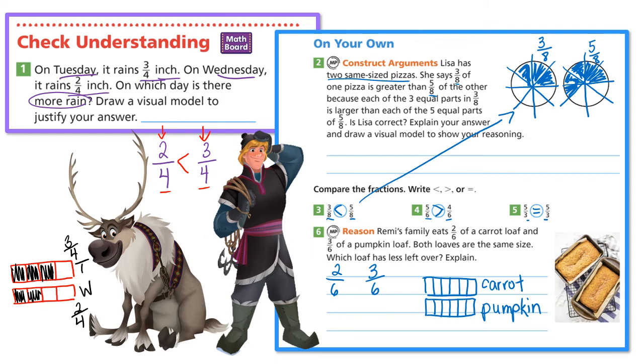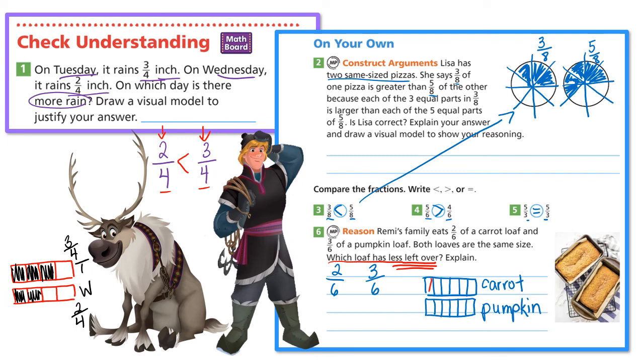Now, the common misconception here, boys and girls, would be that students would say they ate 3/6 is greater, so the pumpkin loaf is greater. But I want you to pay attention to the question. The question is, which loaf has less left over? So what I'm going to do in my model is I'm actually going to put an X for what they ate. So we know that they ate 2/6 of a carrot loaf.